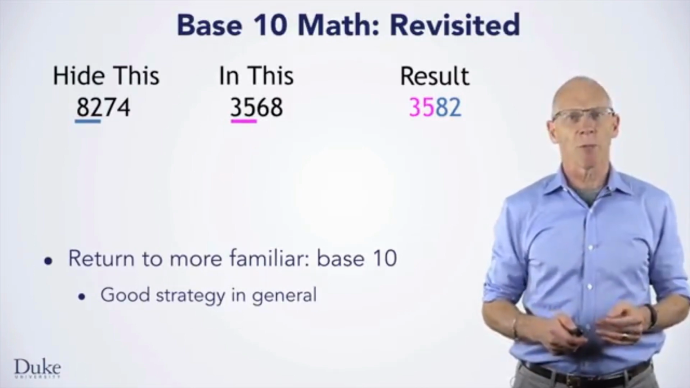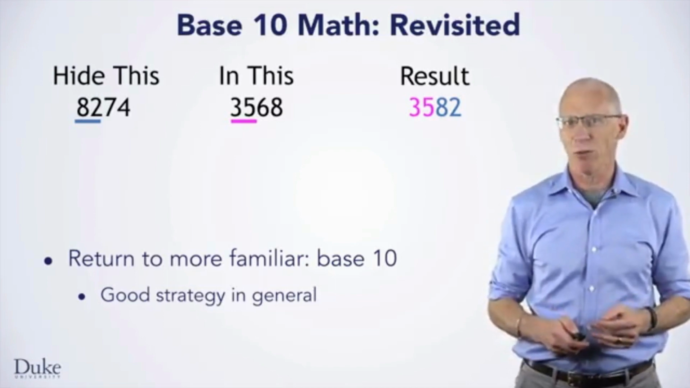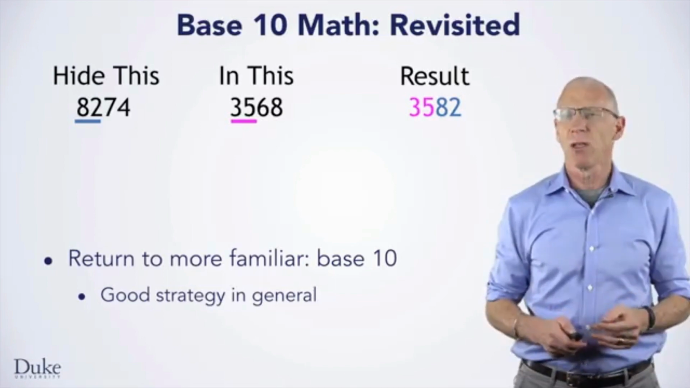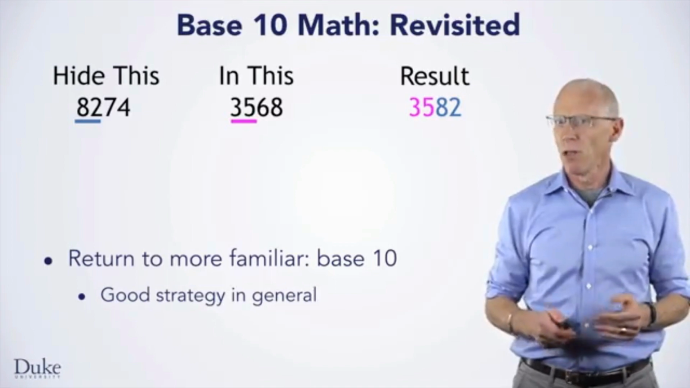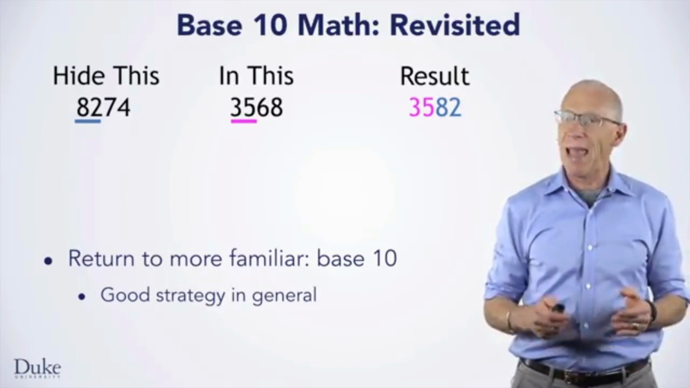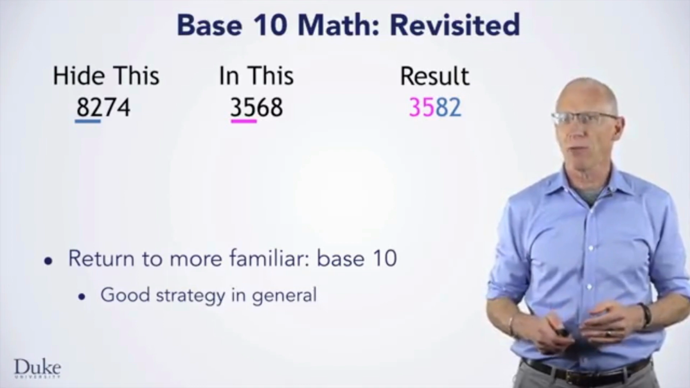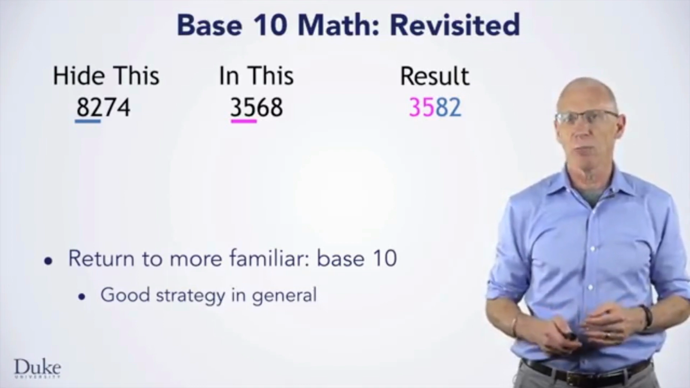Working similar problems in more familiar contexts can be a great strategy in general, whenever you're approaching problems that have unfamiliar concepts. The first question we might ask is, how do you extract or get 82, the blue digits, out of 8,274, the number on the left where the 82 is underlined in blue?